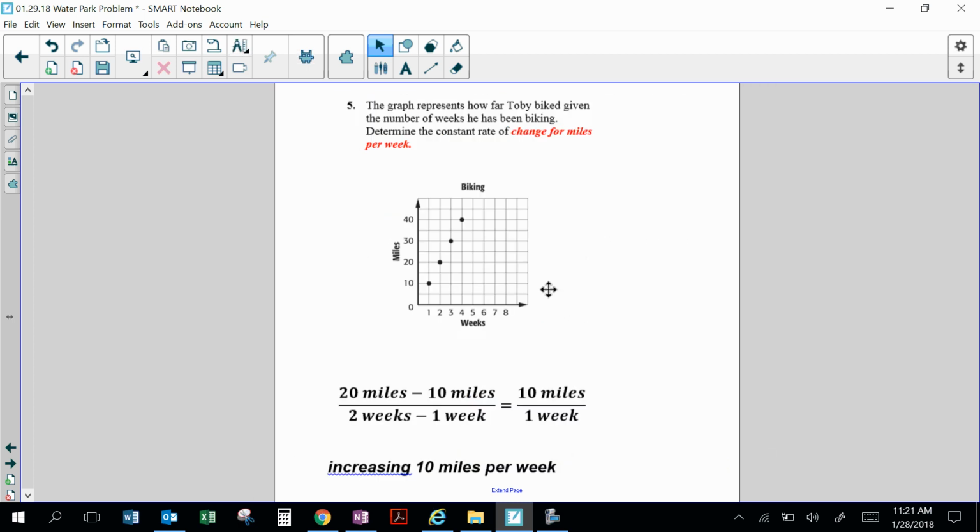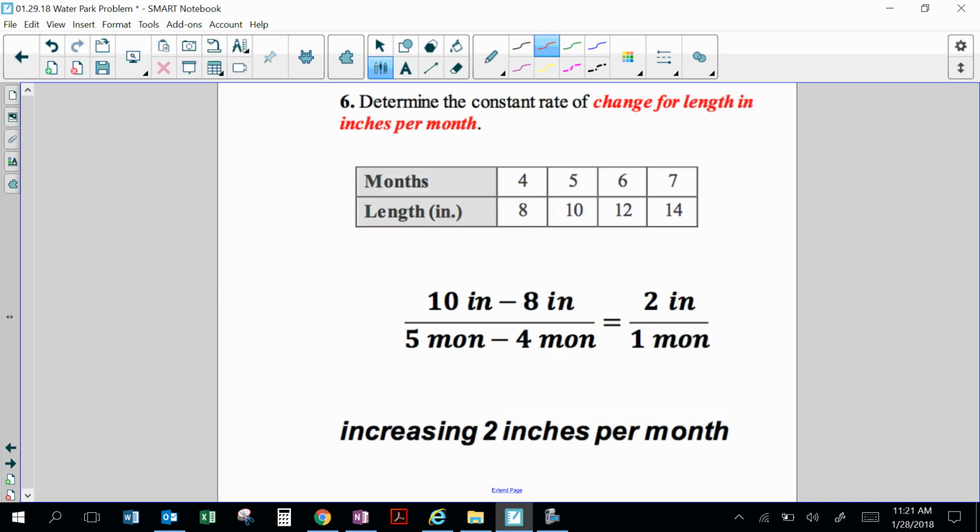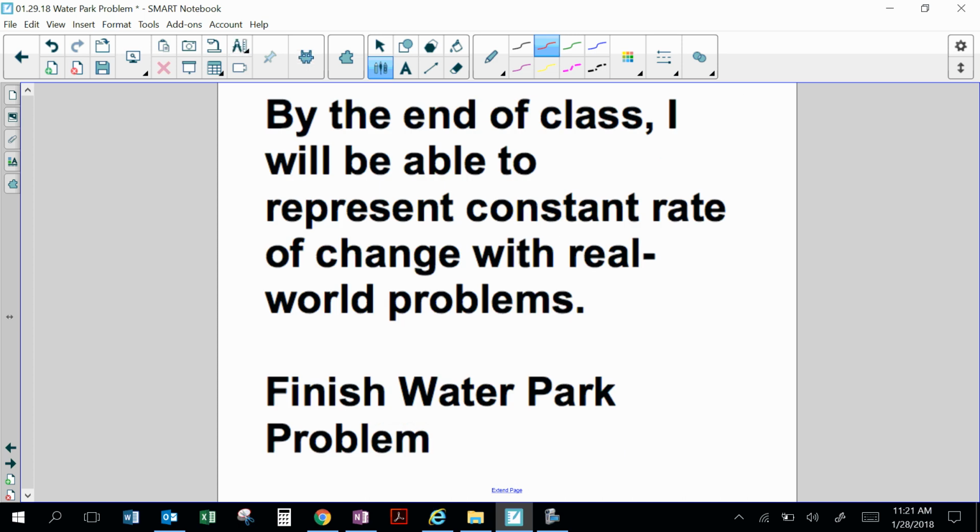Number 5, let's see how it's growing. So these are the weeks, these are the miles. The constant rate of change, it goes up 10 every week. So 10 miles every week. Number 6, what is the length changing by? It is changing 2 inches every month, 2 inches every month. And that is all. So tonight's homework is to finish your water park problem. So you may put up your red checking pen back into the bucket.